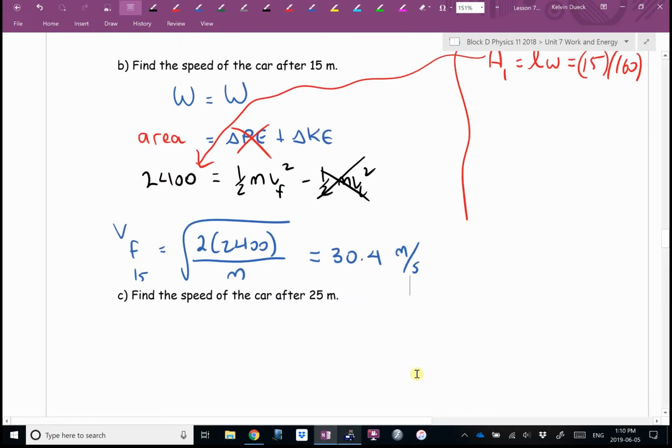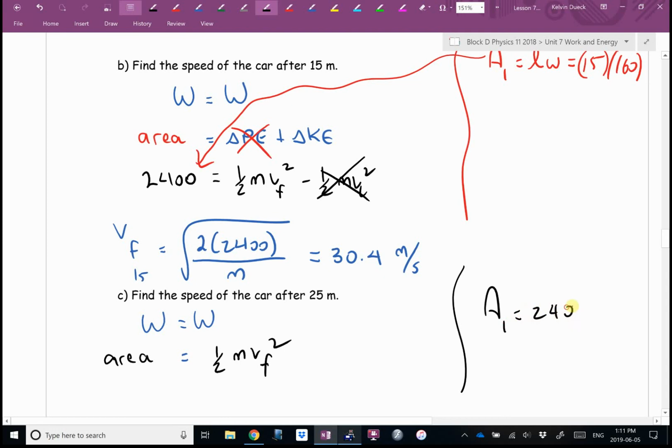Jagger, what did you want me to find? I'm going to do exactly the same thing, except after 25 meters, it's going to be the whole area. The rectangle plus the triangle. So I'm going to again say, hey, Captain Obvious, area equals a half m v final squared. V initial is 0. So the area from shape 1, we already said was 2,400.